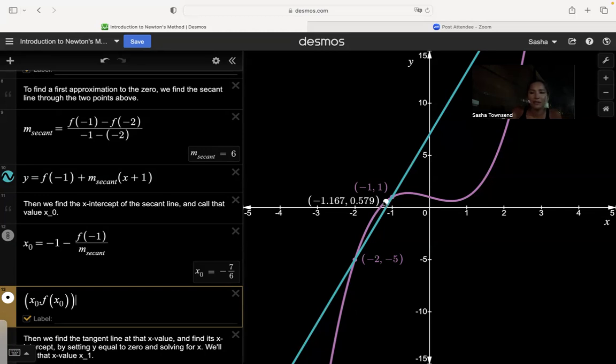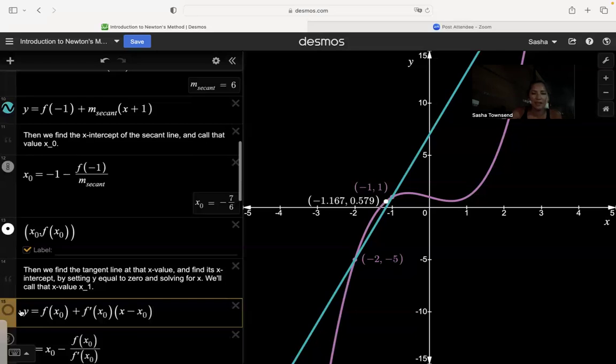Well, at that point, I can create a tangent line and then find the zeros of that tangent line. So we'll say, okay, I'm passing through this point, x naught, f of x naught, where x naught is that 0 of the secant line. Then the tangent line at that location is given by y equals f of x naught plus the slope at x naught, f prime of x naught, times the quantity x minus x naught. So this is our tangent line now.